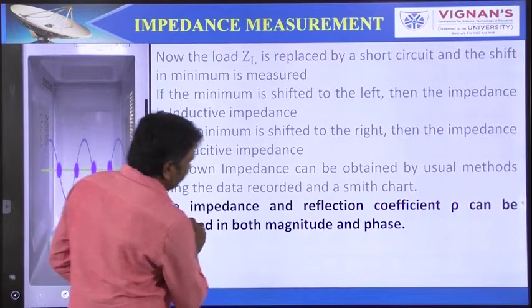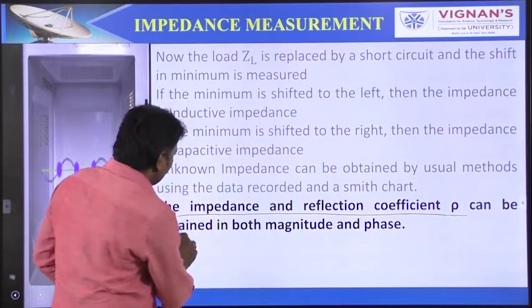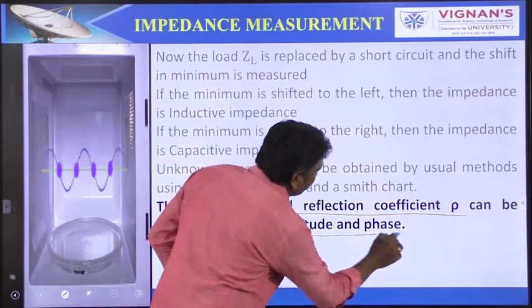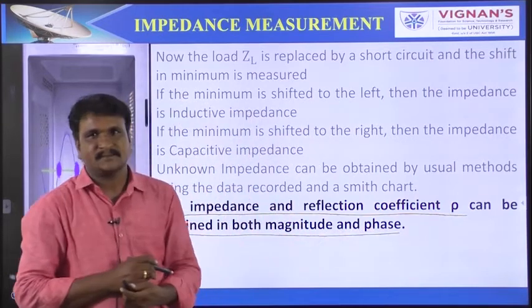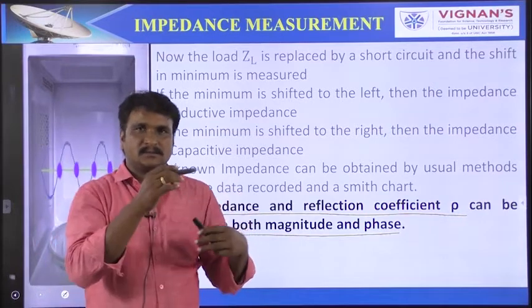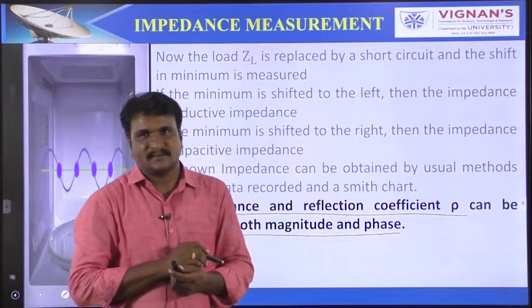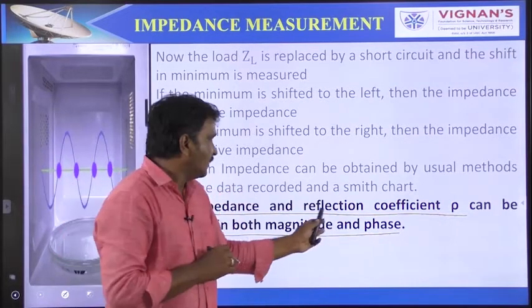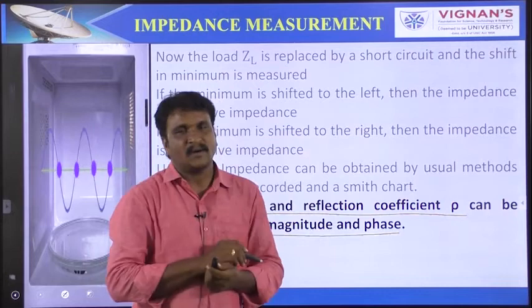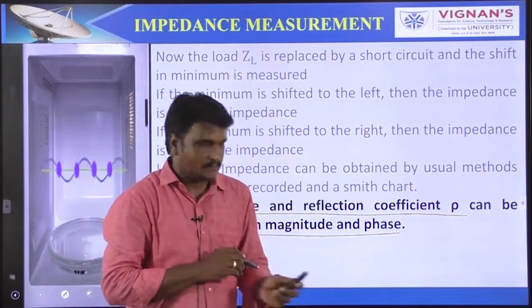The impedance and the reflection coefficient rho can be obtained in both magnitude and phase. In this method, we can measure a vector, that is magnitude and phase. We can identify the two quantities: one is the magnitude and the second one is the phase.